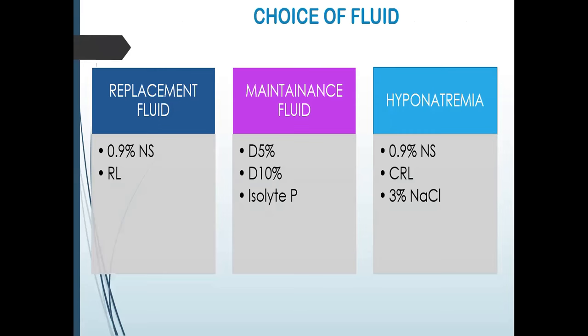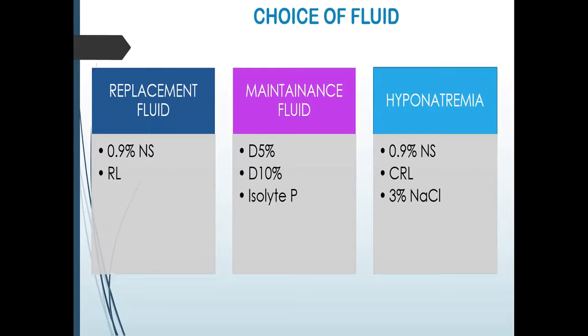So the choice of fluid depends on the indication for which we are giving the fluid. If we need a fluid for replacement of losses, then we can use 0.9% NS and Ringer's lactate, because these two have electrolytes as well as they are isotonic to the plasma.